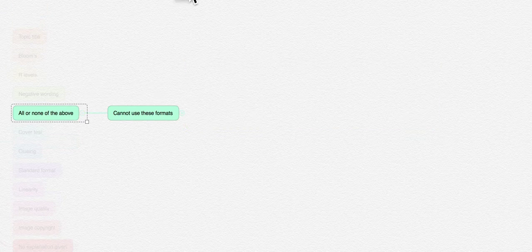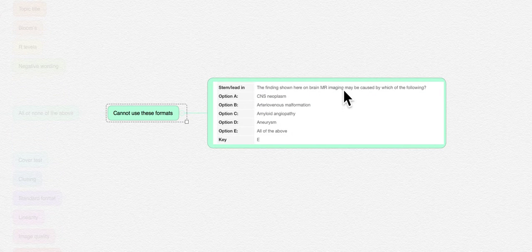No questions that include one answer option being all of the above or none of the above will be accepted. Again, these test very badly. I'll give you an example here. So in this particular question, option E was all of the above. So these again need to be rewritten into a single positive answer format.